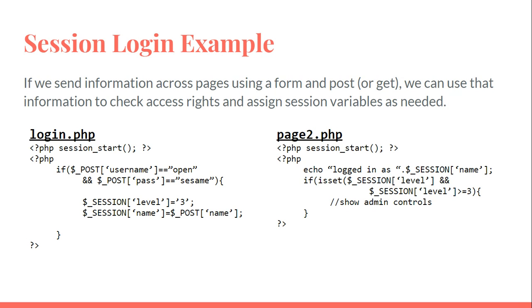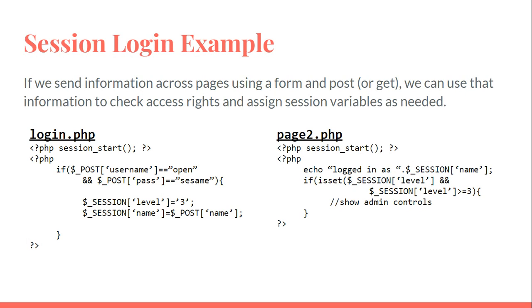When I then get on to page 2 and start my session again, this is how we get that logged in as. You can see logged in as, and I use the session name variable. And then I say if isset session level and session level is greater than or equal to 3, then I can show the admin controls. So I'm doing two things here. First, I'm saying was the session level variable set? And if it is set, then what is its value? And that's going to save us some possible issues. So we can check it in two ways. We can check that it was set, which means that they were a valid login. And then we can check that the level is appropriate to get whatever the controls are that we want to show them.